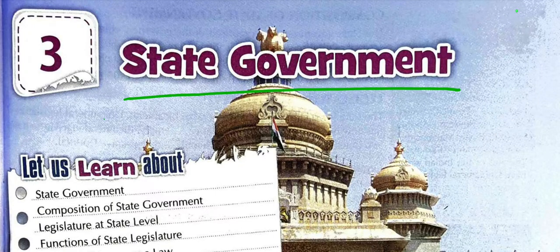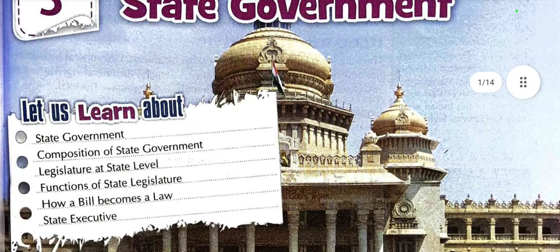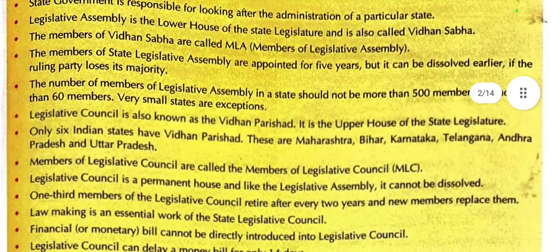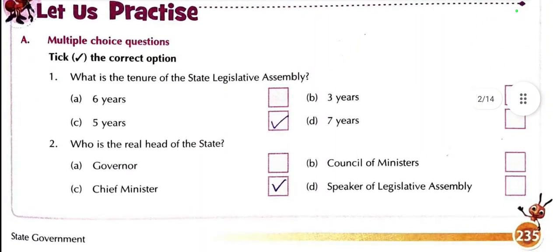Academy, dear students. So this is state government. This is the civics chapter and this is standard 7. So today we will discuss all the question answers in this video. Okay, let's come to the chapter. So first is your multiple choice question answer.